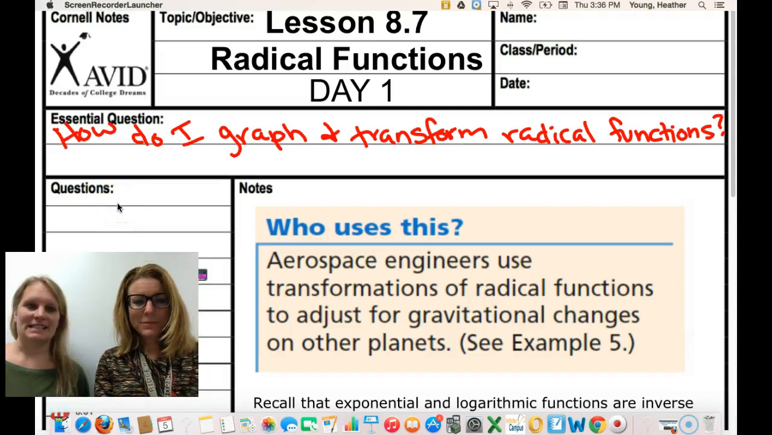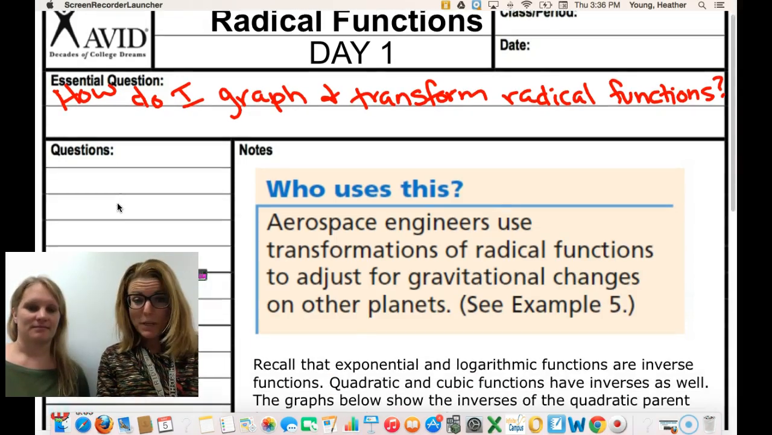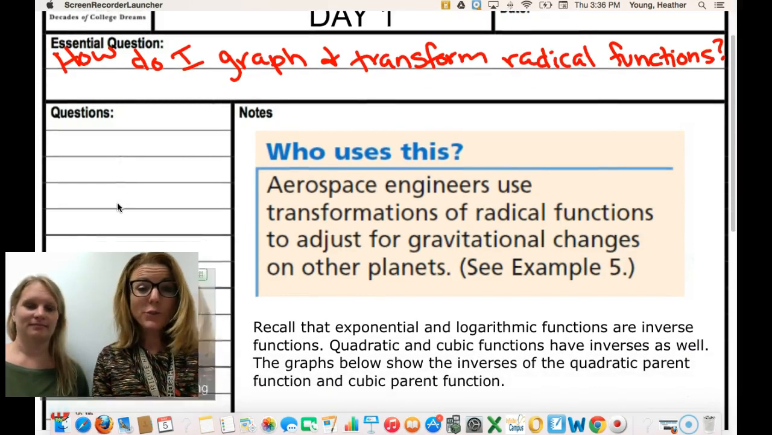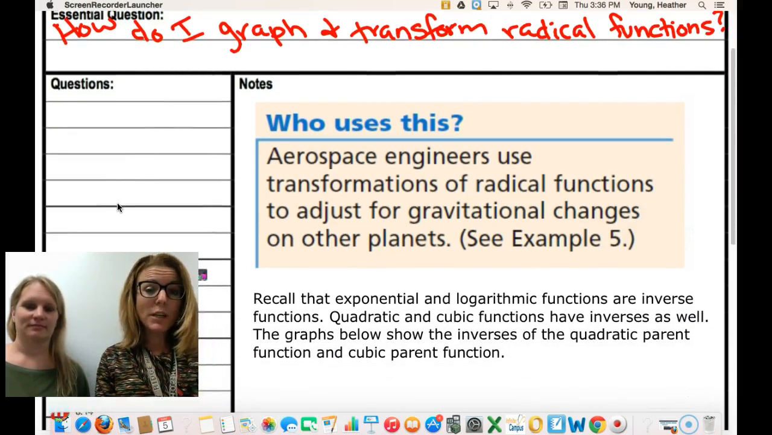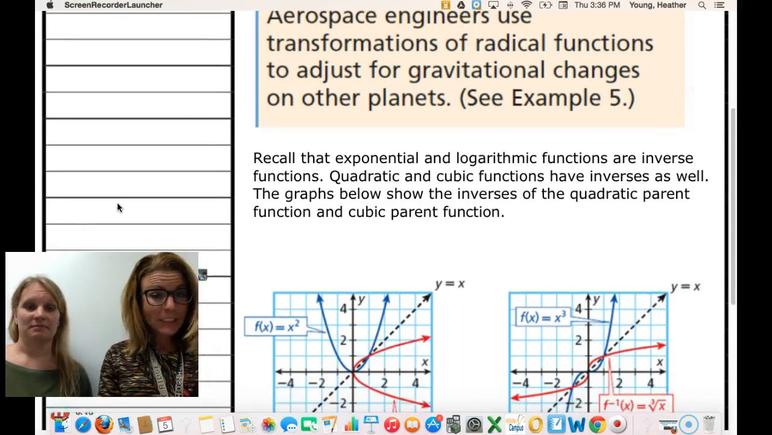All right, so today is a day one lesson of radical functions. Our essential question is, how do I graph and transform radical functions? If you want to be an aerospace engineer someday, you may use transformations of radical functions to adjust for gravitational changes on other planets. Interesting.